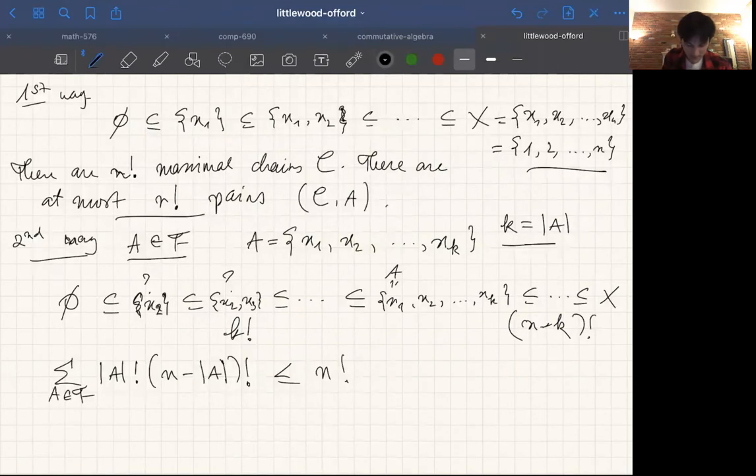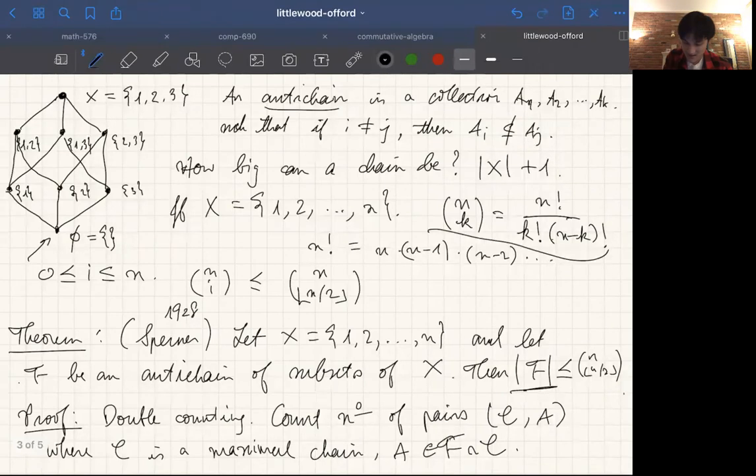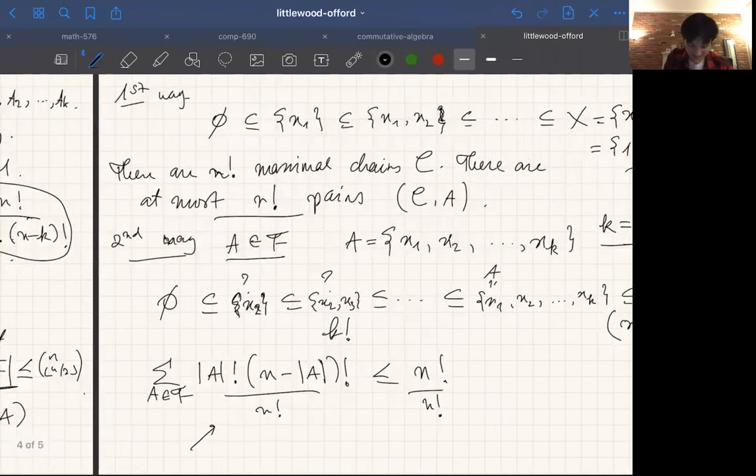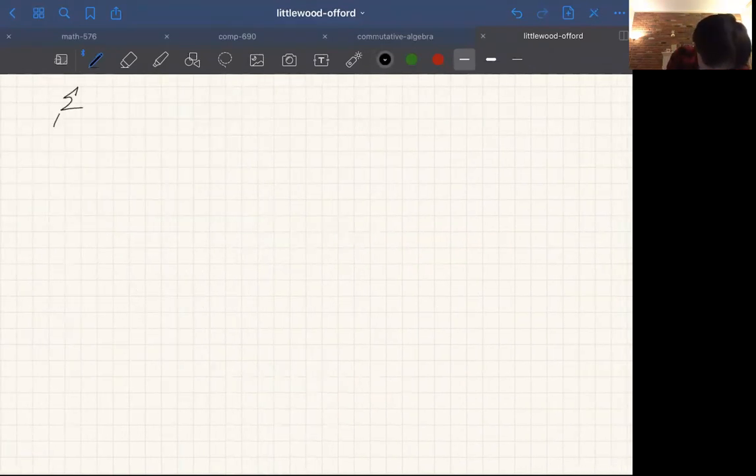Okay, and now we can divide both sides by n factorial. I'm literally just going to divide. And what do we get? This thing might look familiar. It's actually the formula for n choose k, but upside down. So it's the sum over all A in F of n choose the size of A, to the power of negative 1, and this is less than or equal to 1.